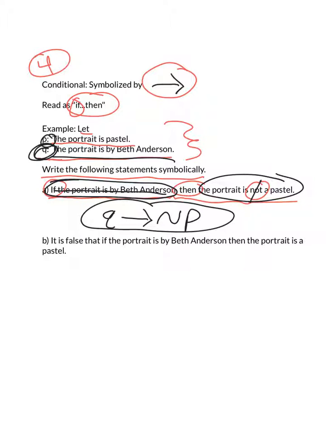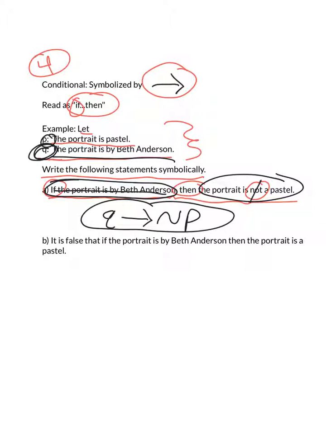That's my final answer. When we go to type that into the MyMathLab homework, you're going to want to click in the answer box, and a template will appear below the question that will enable you to type in that arrow. You can use the keyboard to type in the letters, and it's your choice if you want to use the template or the keyboard to type in that tilde symbol for the negation.